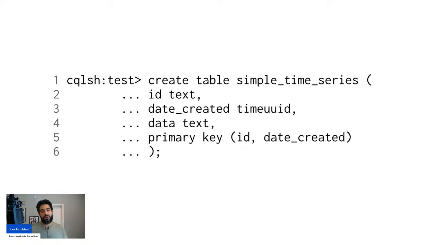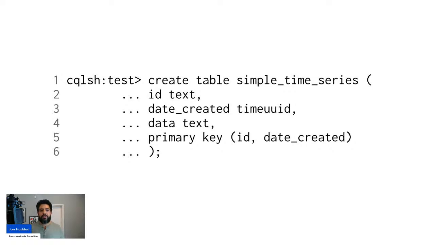But the key here, the really interesting part, is the clustering column where we have date created. And that can be a timestamp or it can be a time UUID. Either one is fairly common. And then we have some payload. It doesn't have to be text. It could be a blob or it could be a whole bunch of fields. It could be a map. There's a lot of things that it could be. But we're just going to put data here because I'll just assume that we have some type of serialized payload.